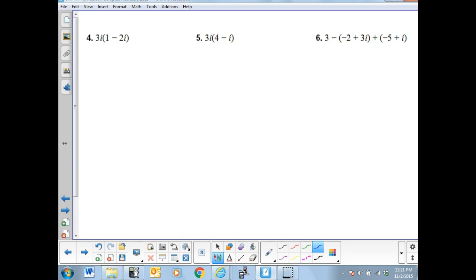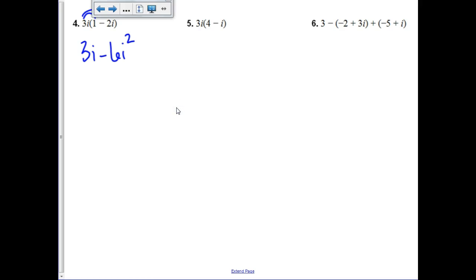So here on number 4, you guys were supposed to distribute the 3i. And I saw a lot of good stuff here. You ended up with 3i and then minus 6i squared. And this is where I saw some mistakes happen. We know we're supposed to replace an i squared with a negative 1. So unfortunately what I saw when I walked around was some of you did replace it with a negative 1, but you also randomly kept an i there. Remember, it's substituting in for a negative 1. So this is really 3i. And then negative 6 times a negative 1 will change this to a positive 6.